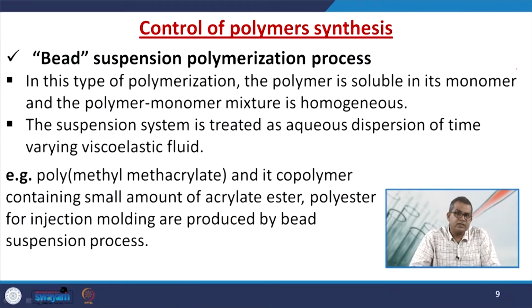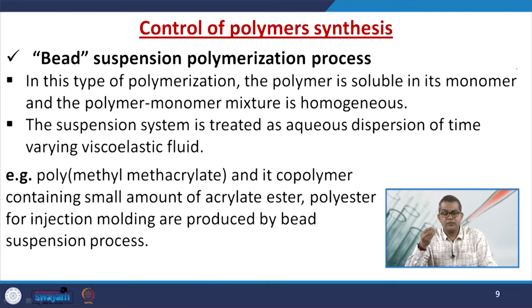Now, let us have a brief look at the bead suspension polymerization. In this type of polymerization process, usually the polymer is soluble in its monomer, and the polymer monomer mixture is usually homogeneous. The suspension system is treated as an aqueous dispersion of a time varying viscoelastic fluid. One example is polymethyl methacrylate and its copolymers, containing small amounts of acrylate esters, for injection molding. They are produced by the bead suspension process.